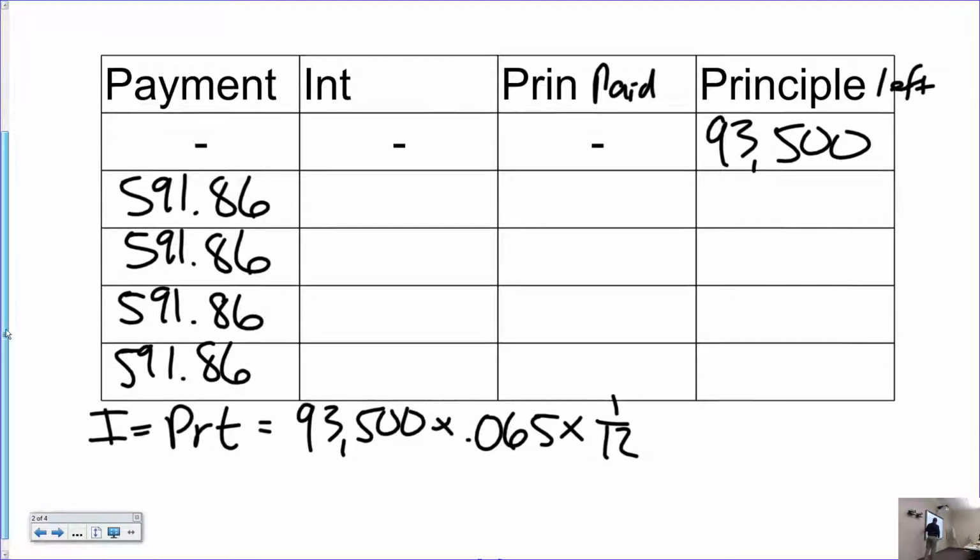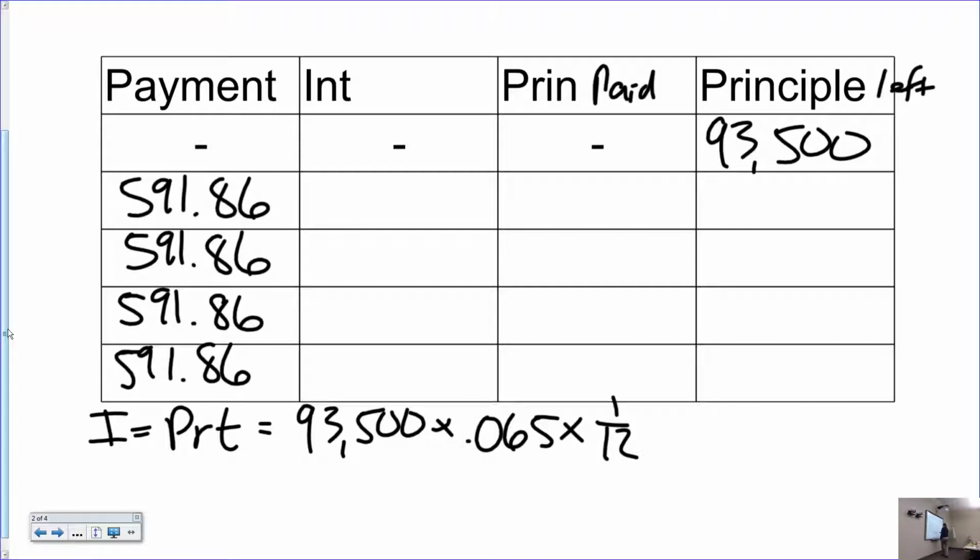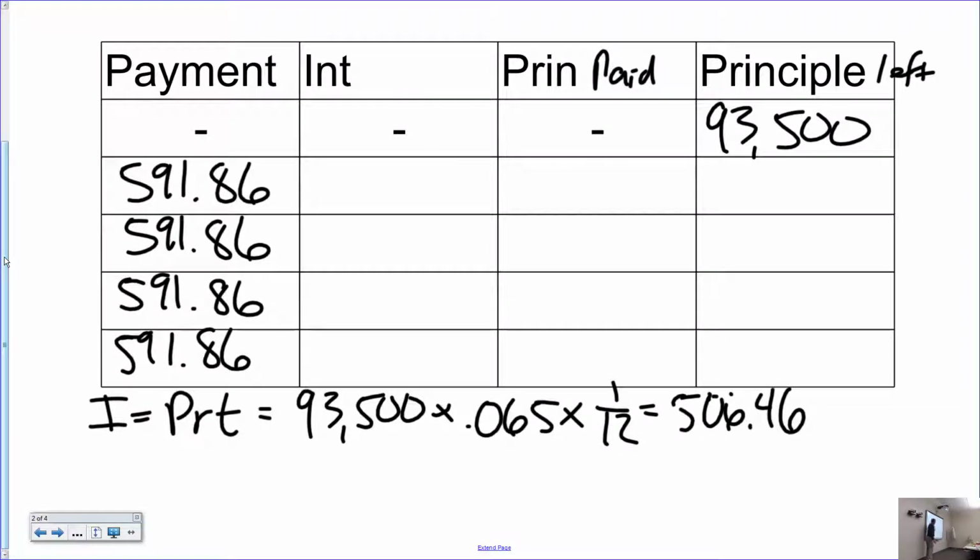So how much interest did we owe for the first month? $506.46. That goes into the interest column. So your $591.86, the first thing it does is pay off the $506.46 of interest that you owed. Ouch. It's like nothing compared to all the interest.